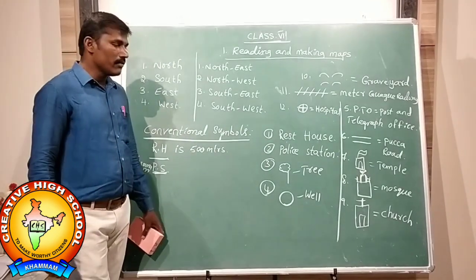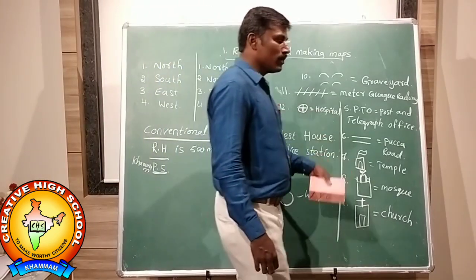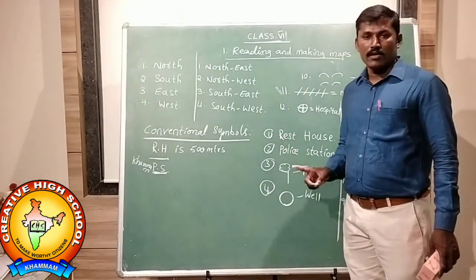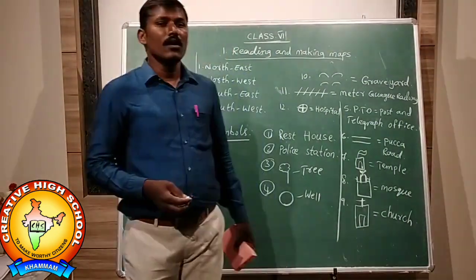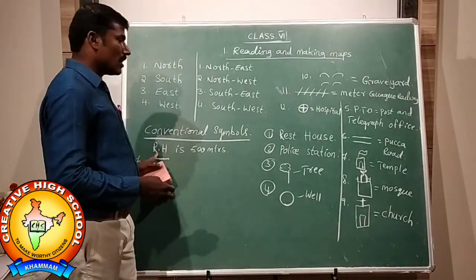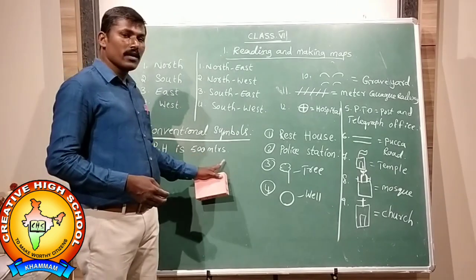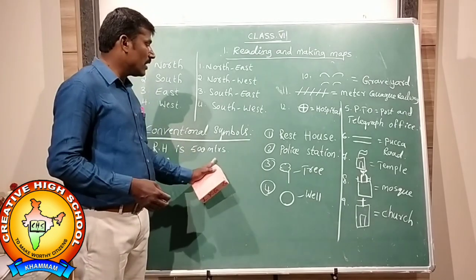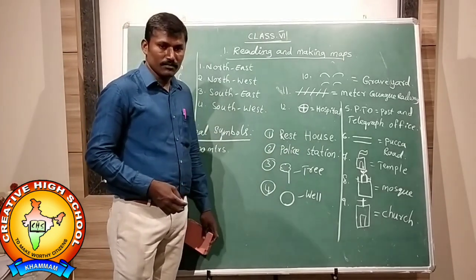While we are traveling from one place to another area, if we get any health problems, by observing this symbol we can understand, oh, after traveling 500 meters, there is a hospital. And police station, rest house is 500 meters. After traveling 500 meters, we are able to reach the rest area. In that rest area, we are able to take rest. Then after, we start our journey.